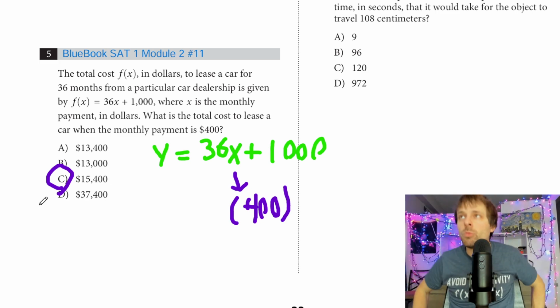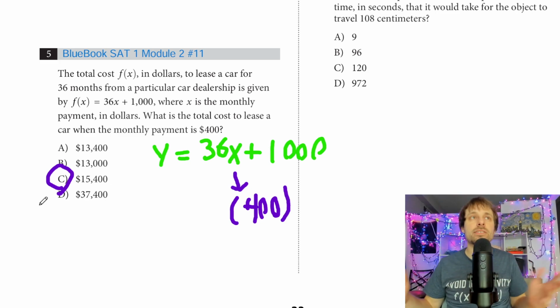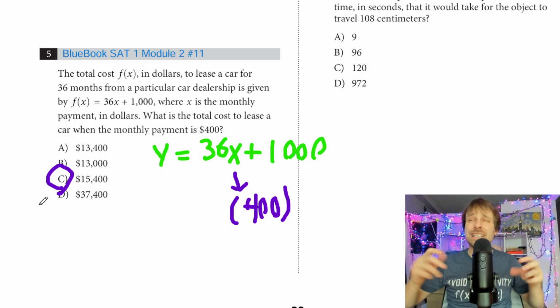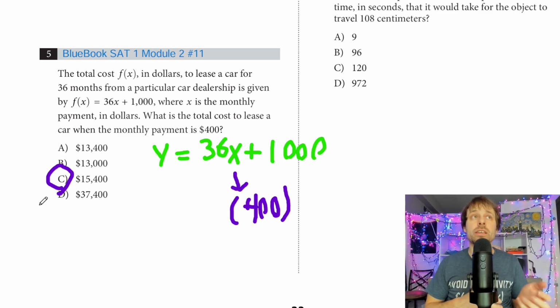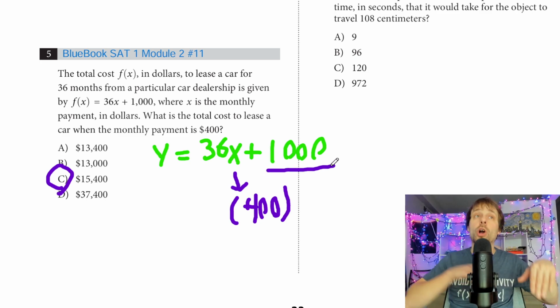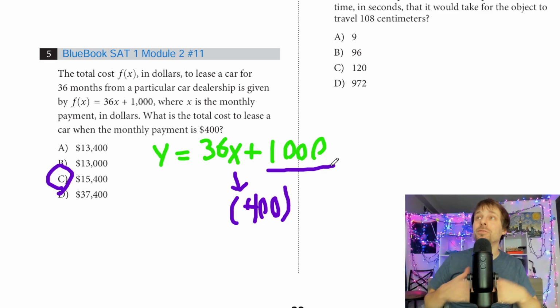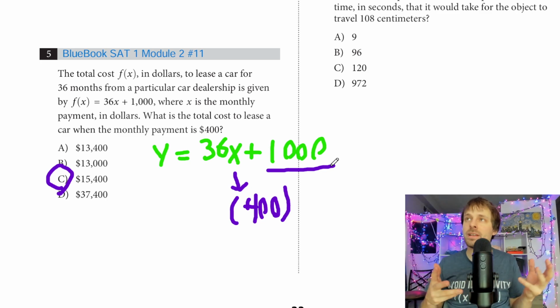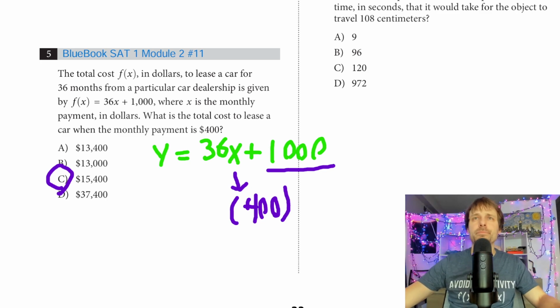But yeah, so we always want to just be able to master our context. Our y-intercept is going to be 1,000. So it sounds like we are maybe putting a down payment, right? Because if y, or f of x, is our total cost, this 1,000 is going to be like a down payment for a lease. And then we're also paying $400 a month for 36 months, right? So that makes sense. Not too bad.